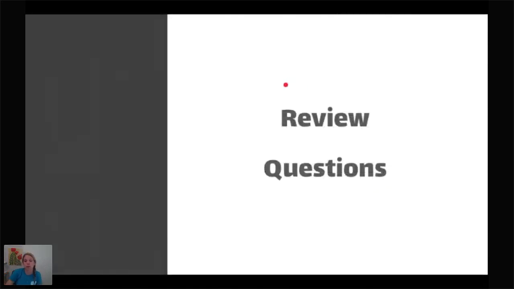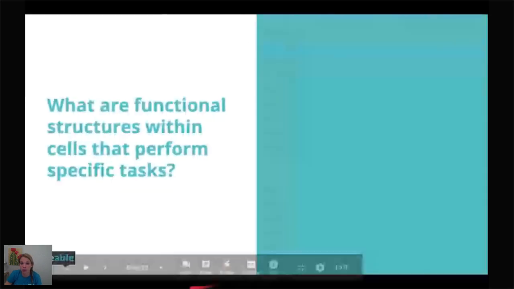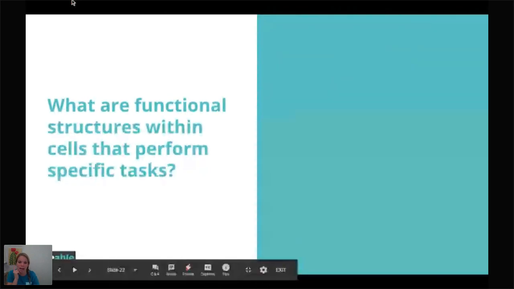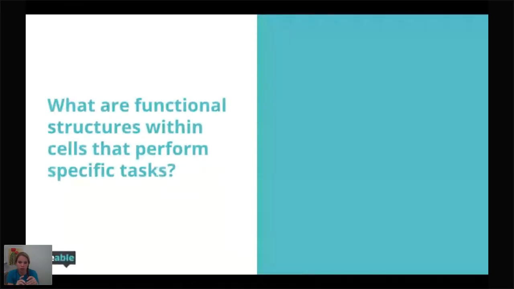Okay, we're gonna do some real quick review questions and then I'm gonna let you go. So review question number 1. What are functional structures within cells that perform specific tasks? What do we call those? Functional structures within cells that perform specific tasks. Give you a hint, it starts with an O. Organelles, very good, Elena.